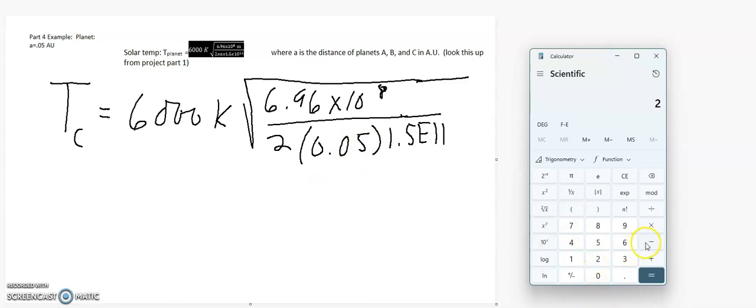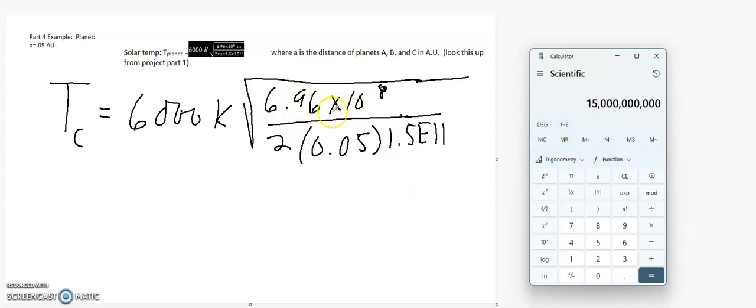So it's going to be 2 times 0.05. I'm doing the denominator first, times 1.5 times 10 to the 11th. All right, so that's the denominator. Once I hit enter, 15 billion. Okay, so I'm going to store that in my little calculator here, just to remember that.